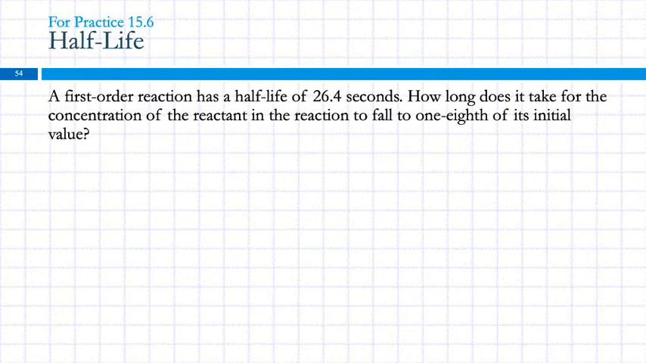A first order reaction has a half-life of 26.4 seconds. How long does it take for the concentration of the reactant to fall to 1/8 of its initial value? You can do this with the equation and calculate, but you can also just divide by 2 until you get to 1/8. If we start with 1, 1 half-life gets us to 1/2, another half-life is 1/4, and another half-life is 1/8.